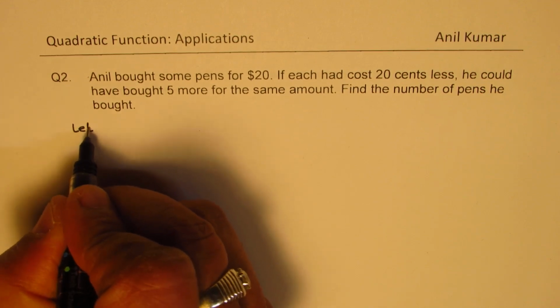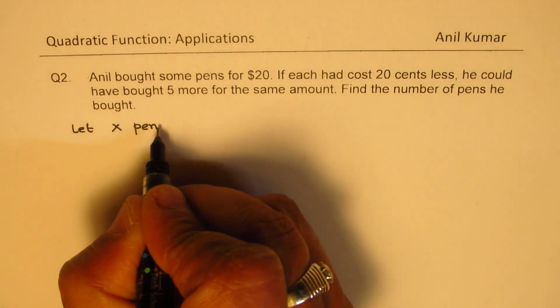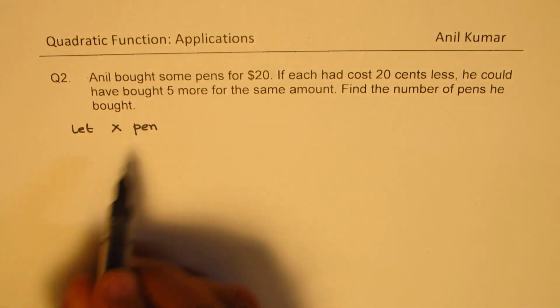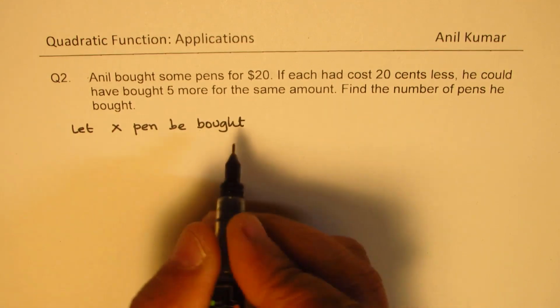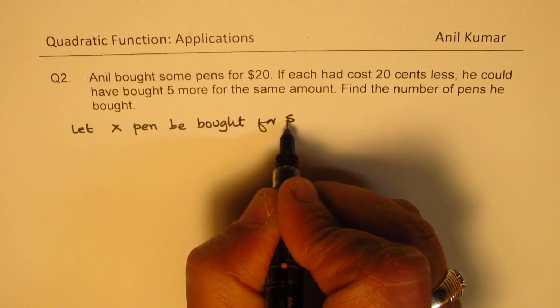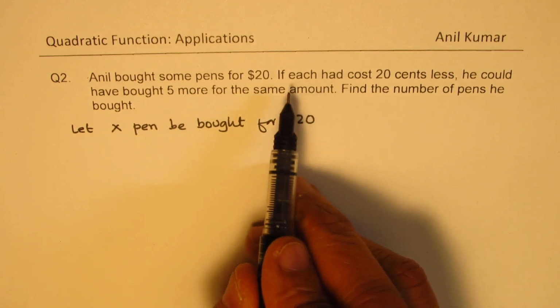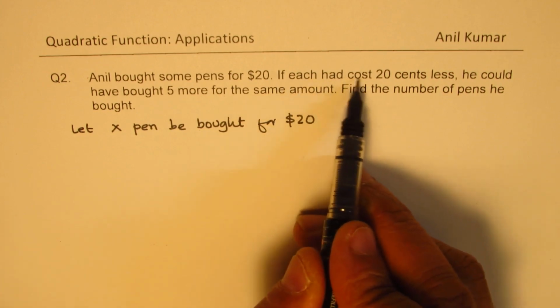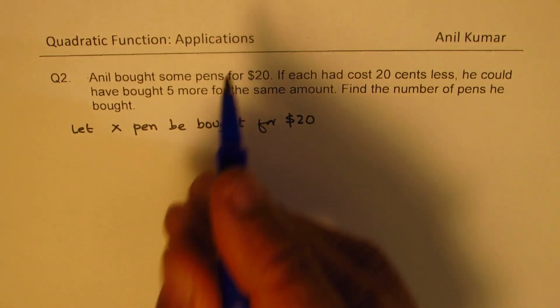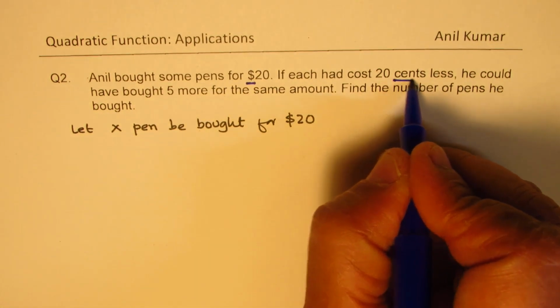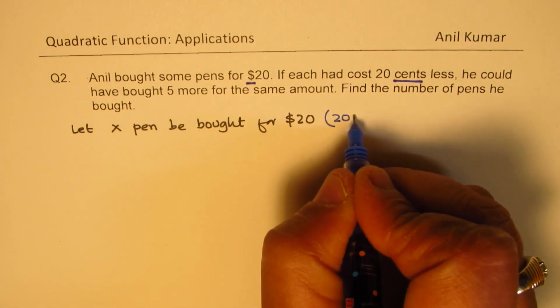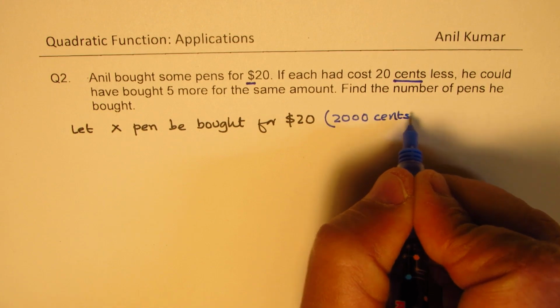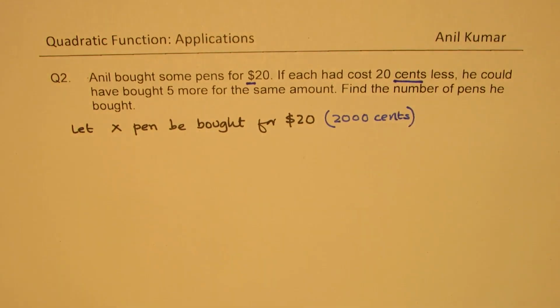So let x pens be what he bought, for $20, correct? Now see here, we are given if each had cost 20 cents. So there is a conversion of unit from dollars to cents. So it's a good idea to write this as 20 dollars, 2000 cents. So when we have the same units, then there are no problems, right? So that is kind of important to see.